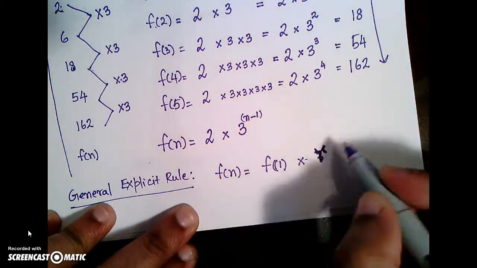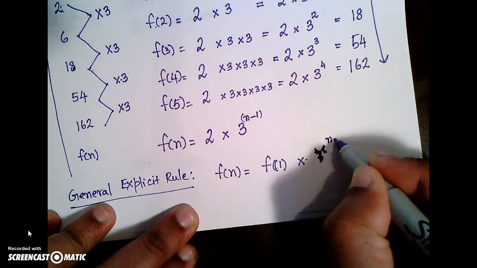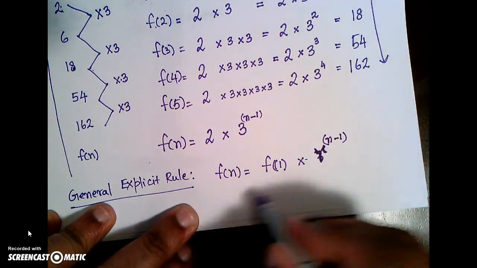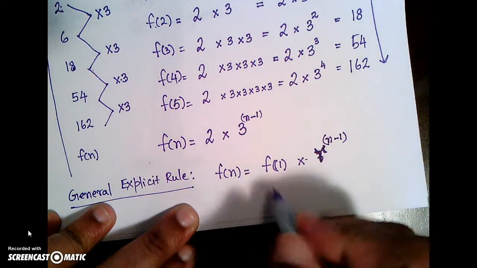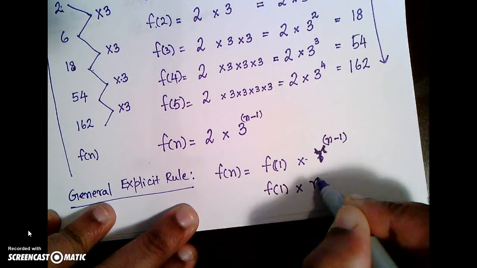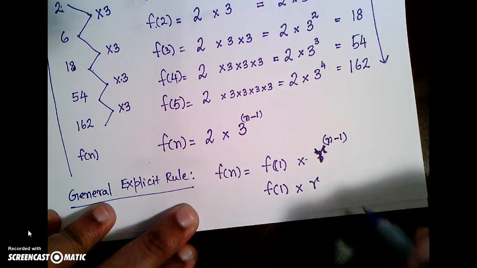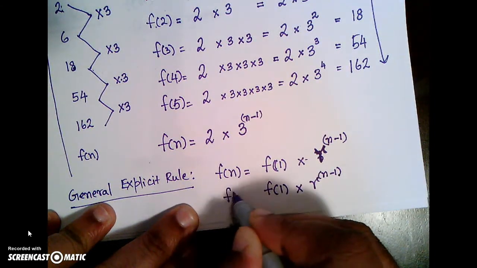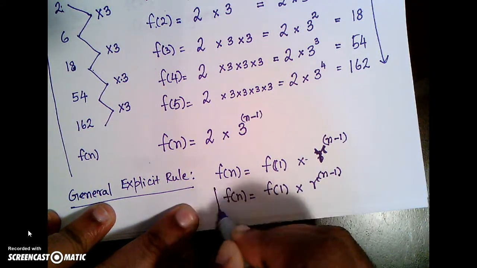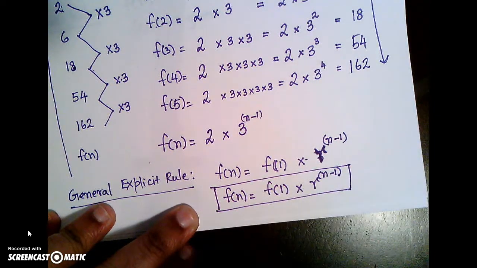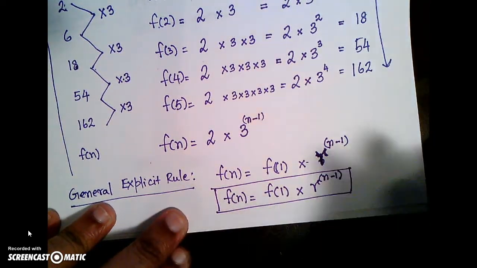Common ratio represented by the letter r. How many times do I multiply it? To the power of n minus 1. So let me rewrite it because I made a mistake there. F of 1 times your common ratio to the power of n minus 1, because repeated multiplication is exponential. So this is my explicit rule for any geometric sequence.